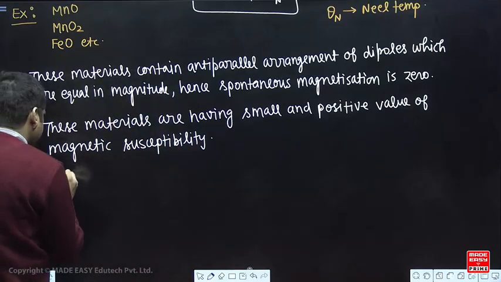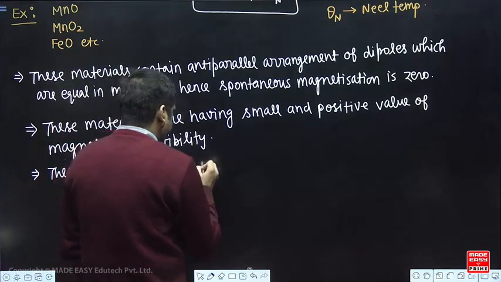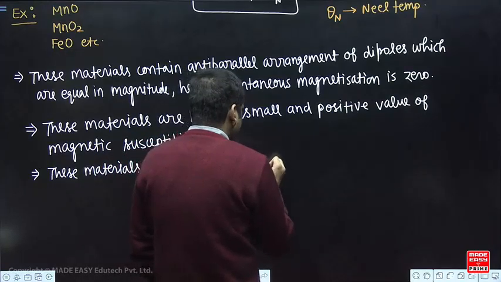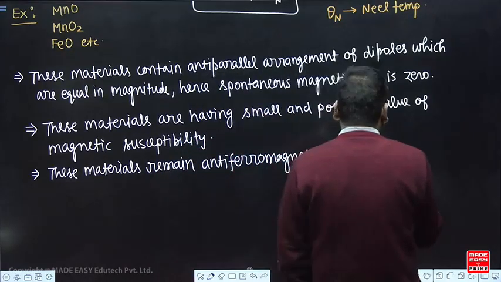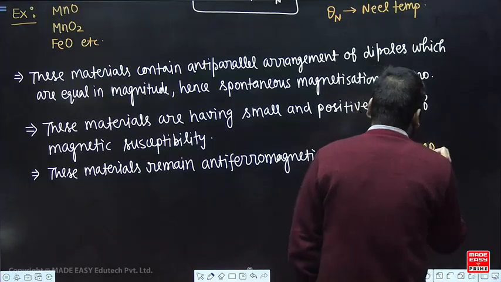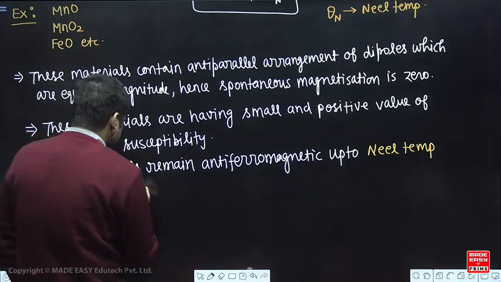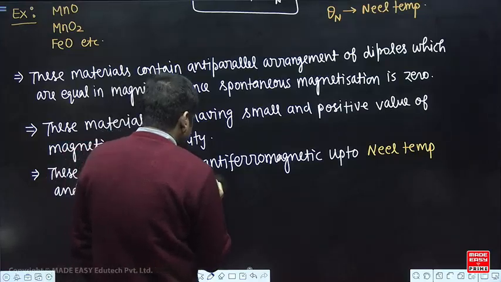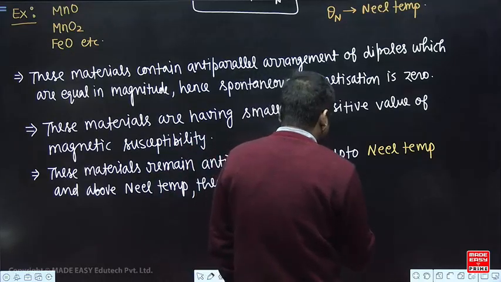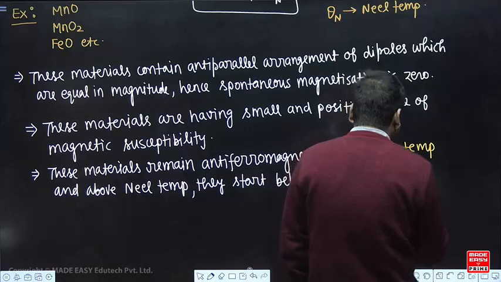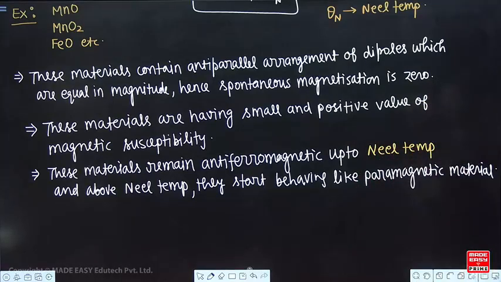These materials remain antiferromagnetic up to Néel temperature, and above Néel temperature they start behaving like paramagnetic material.